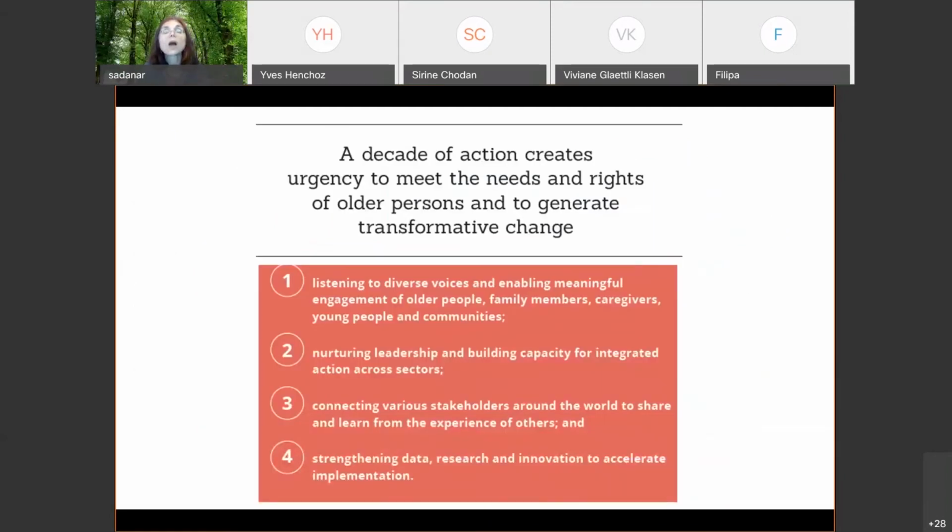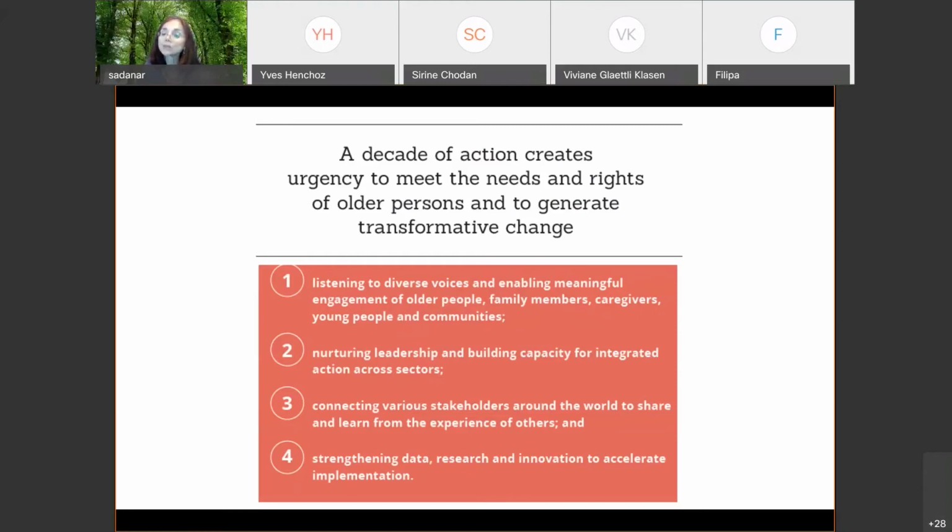So I want to spend the next few minutes before finishing to say that this 10-year period, we're very delighted that we have a UN decade. There are not very many UN decades. So having a UN decade on healthy aging is super exciting. And I think that this decade creates an urgency that we can actually plan out what we can really do over the next 10 years.